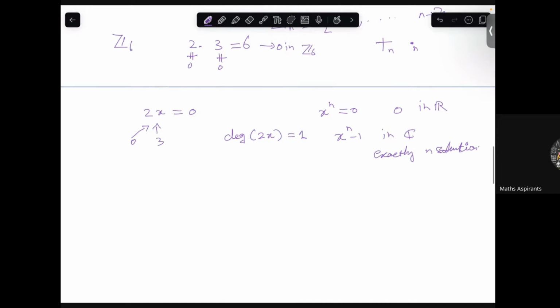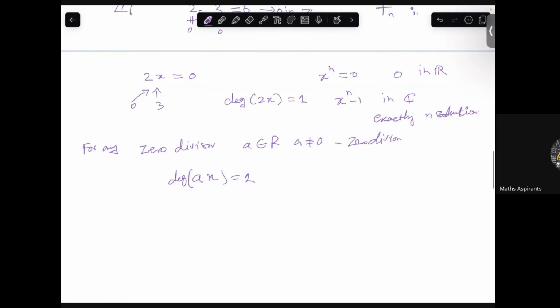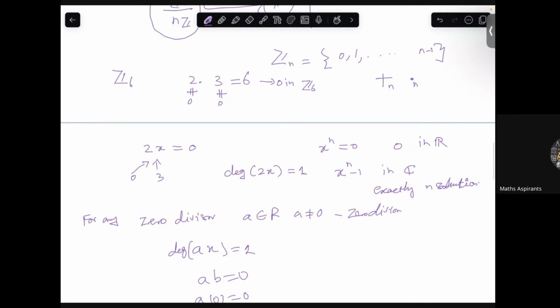So in fact, any non-integral domain, any ring that contains a zero divisor, has this problem. Let's say a belongs to R and a is not equal to 0, a zero divisor. So ax, the degree is 1, but you can see that there is a non-zero b where ab equals 0, as well as a times 0 is also 0. So it has at least 2 solutions, which we don't like. So that's why we say it is not nice.